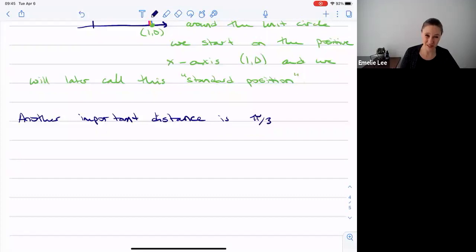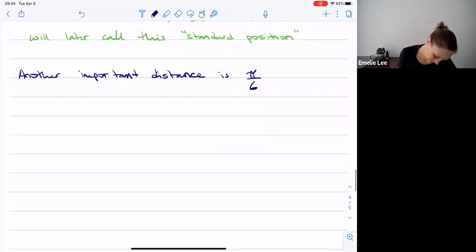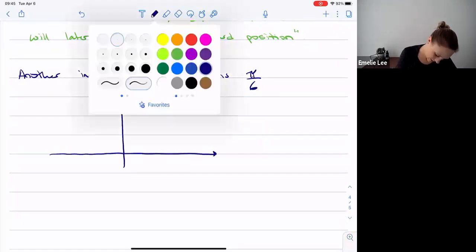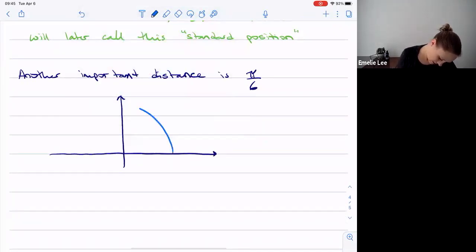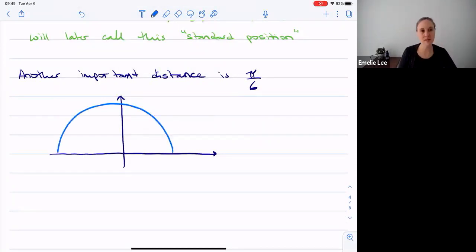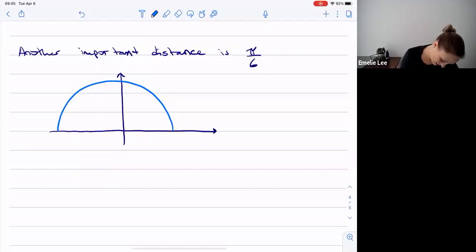And pi over 6. Maybe I should say pi over 6 instead. Pi over 6, if the distance of the half circle, okay. Now let's focus on, right? This distance was a distance of pi. Pi puts me at negative 1, 0. Right.